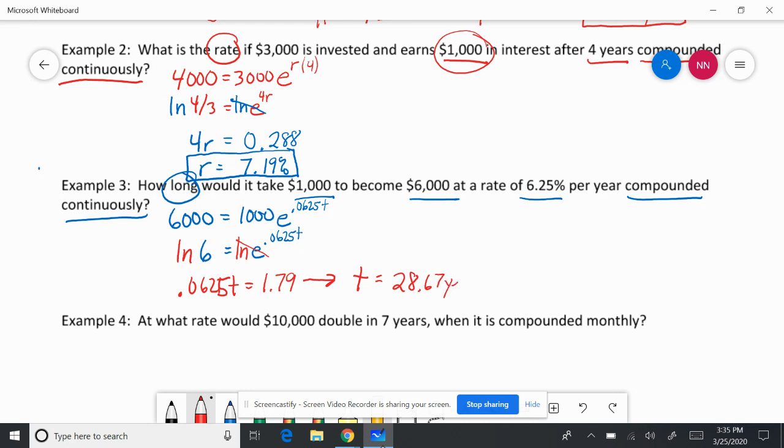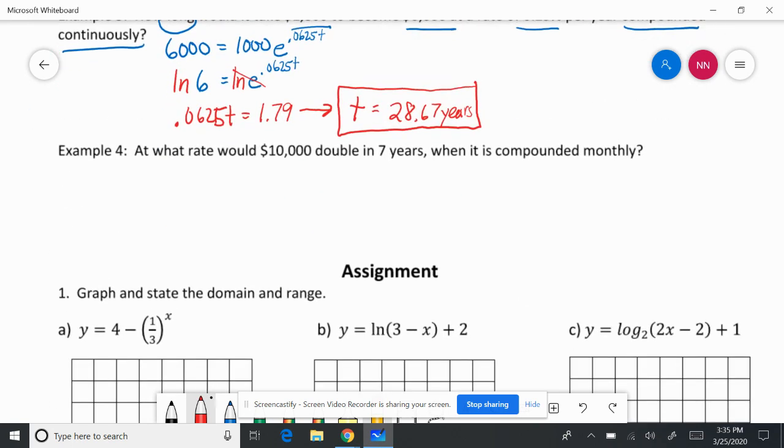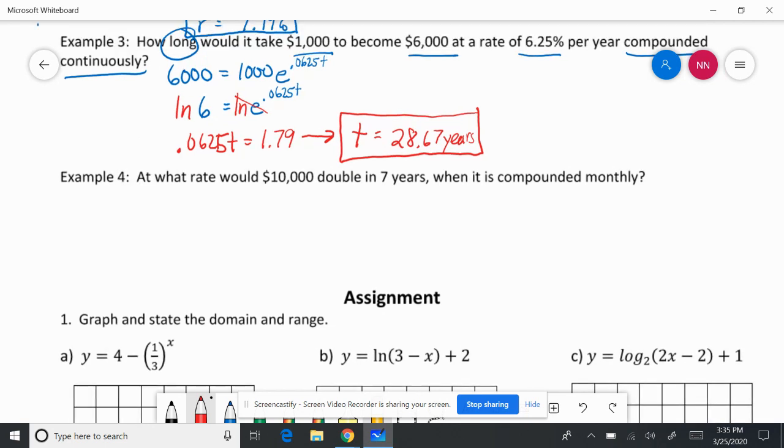And that right there gives me an answer of 28.67. Now, notice that in this case, I'm not rounding it to the nearest quarter because it's continuous. So continuous means any of the answers. So I'm just going to keep that answer because that would be 1 day or 1 hour in the total of years. So continuous means that it's always happening. So we just take our time, whatever it is.